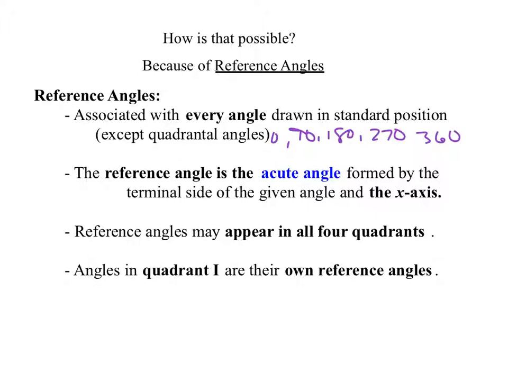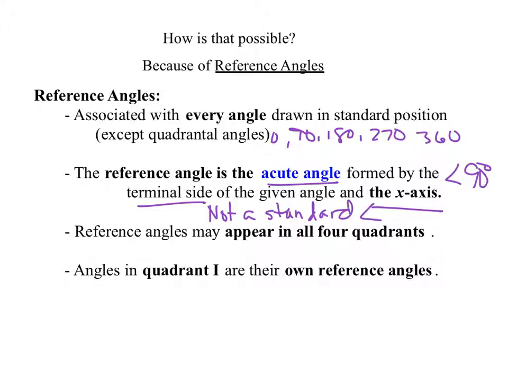So it has to be inside a quadrant. The reference angle is always acute, so it's always less than 90. And it's always formed by the terminal side, the ending side, and the x-axis. So it's not a standard angle where we use the positive x-axis as the starting point. It is just an angle that we can draw anywhere, but we always make it with the x-axis.